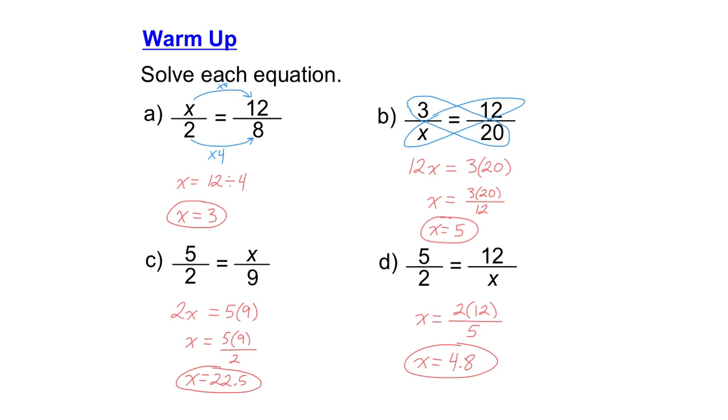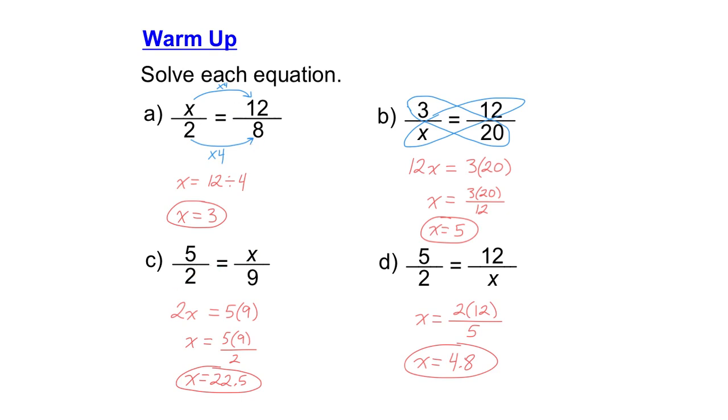Now to solve for x, I've got to divide by 12. So that's what I do over here. So I do 3 times 20, and then I divide by 12, and I get 5 as my answer. And that works nicely here. This is an example where the numbers aren't so nice because I don't know what to multiply 2 by to get 9. So I can't just solve by inspection like I did up here. But I can cross multiply.